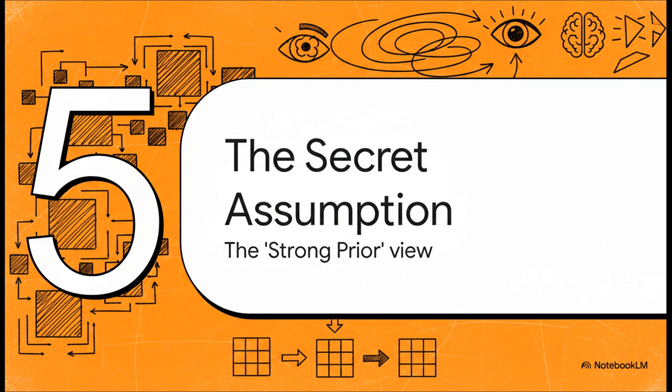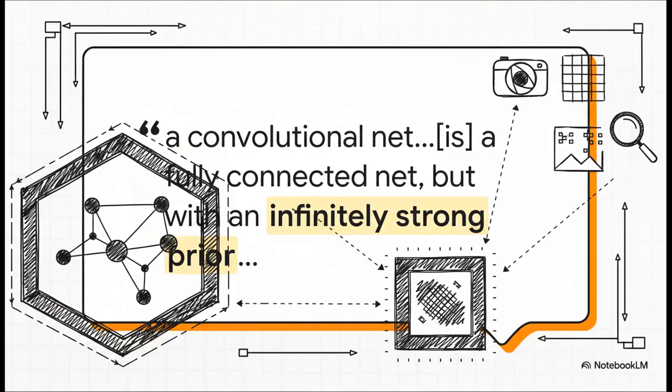And this offers a really profound way to think about what a convolutional network actually is. We can stop thinking about it as some totally new, special kind of network, and instead see it as a regular network, but one that we forced some very, very strong beliefs onto before it even starts. Yeah, this idea of an infinitely strong prior. It sounds super technical, right? But it's just a fancy way of saying we're forcing the network to play by our rules, no matter what. We are literally hard-coding our own assumptions about how vision works directly into the architecture of the network before it has ever seen a single pixel of data.